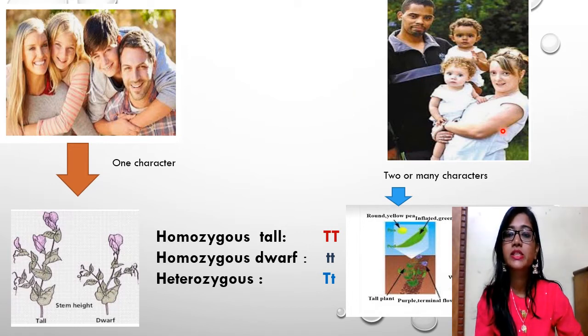Now this is another family. Here we are going to consider two or many characters. For example, as we are going to talk about a dihybrid ratio, I will focus on two characters: the complexion, that is skin color, and the hair. As you can observe, the curly and straight hair.